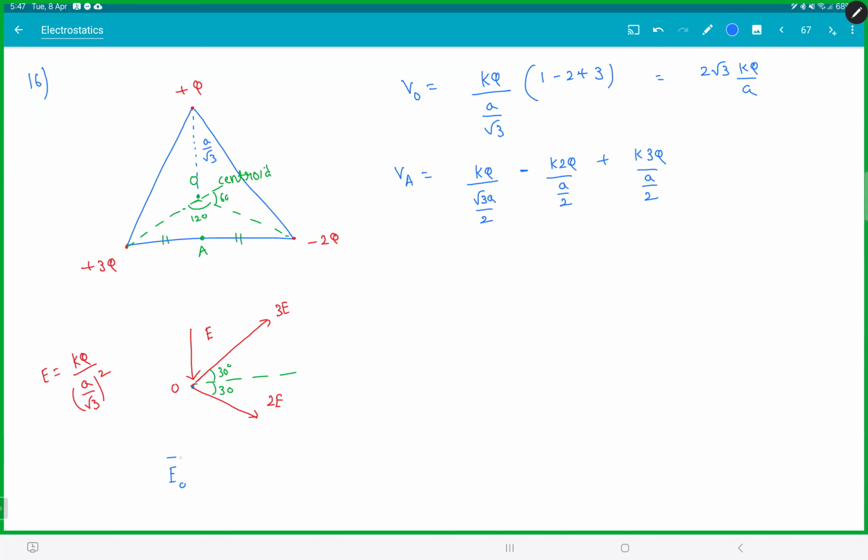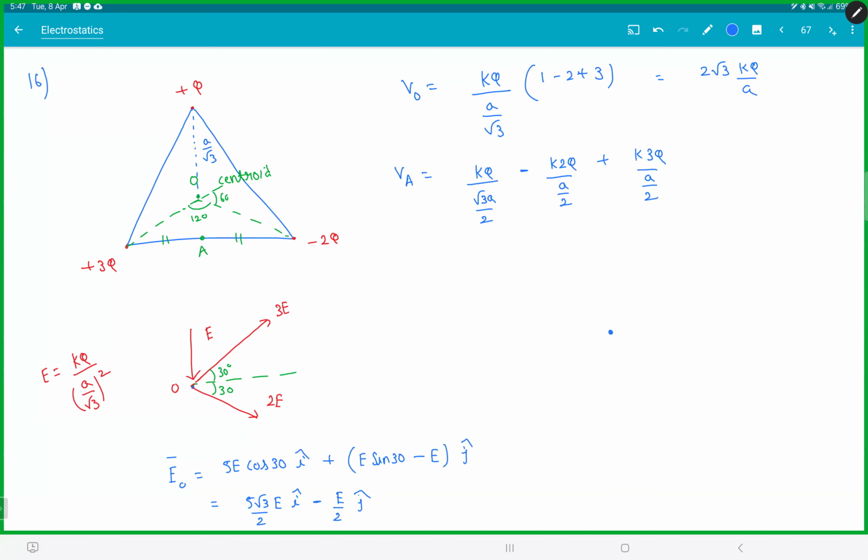So field at O will be 3E cos 30, 2E cos 30, 5E cos 30 I cap. And in the vertical direction, you have 3E sine 30, 2E sine 30, and this is minus E. So that would be E sine 30 minus E j cap. So this will be 5 root 3 by 2 E I cap minus E by 2 j cap. That is the field at O, everyone. Remember, it's a vector quantity. You have to resolve into I cap, j cap, and then solve.